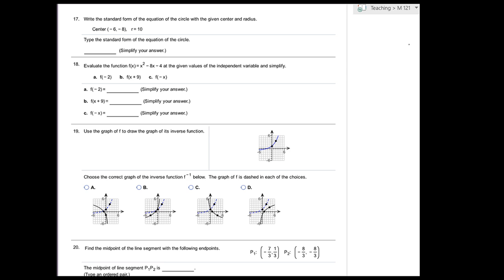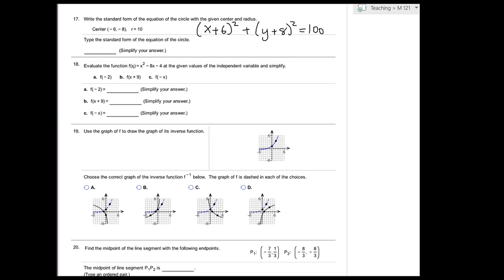Number 17. Write in standard form the equation of the circle with the given center and radius. Okay, I think we remember how to do this. It's x minus its center, so x minus a negative 6 squared plus y minus the little vertical shift, y plus 8 squared, is equal to radius squared. Alright, I think we've got it.